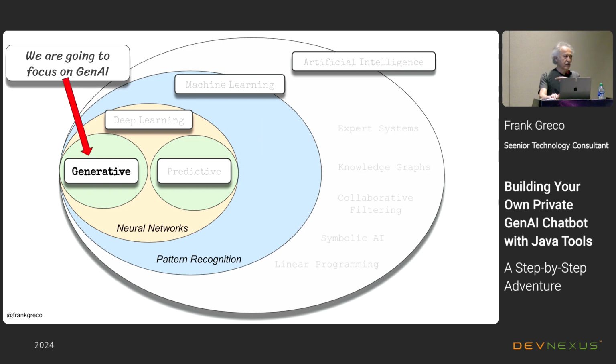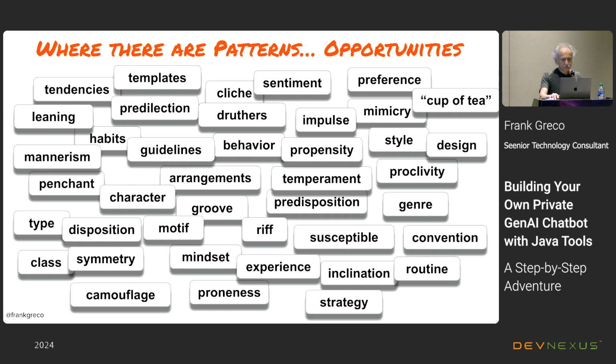Okay, but we're going to focus on generative AI since that's the trendy thing. So I started looking around. I know about patterns. I'm a big pattern person. My graduate project was looking at patterns in music and generating new melodies in that style. So I was doing GenAI way before, as you can tell from the color of my hair, a long time ago. But if you look around, you see all these different words: sentiment, propensity, riff, groove, character, penchant. What are all these words saying? That they're patterns. That we are all patterns.